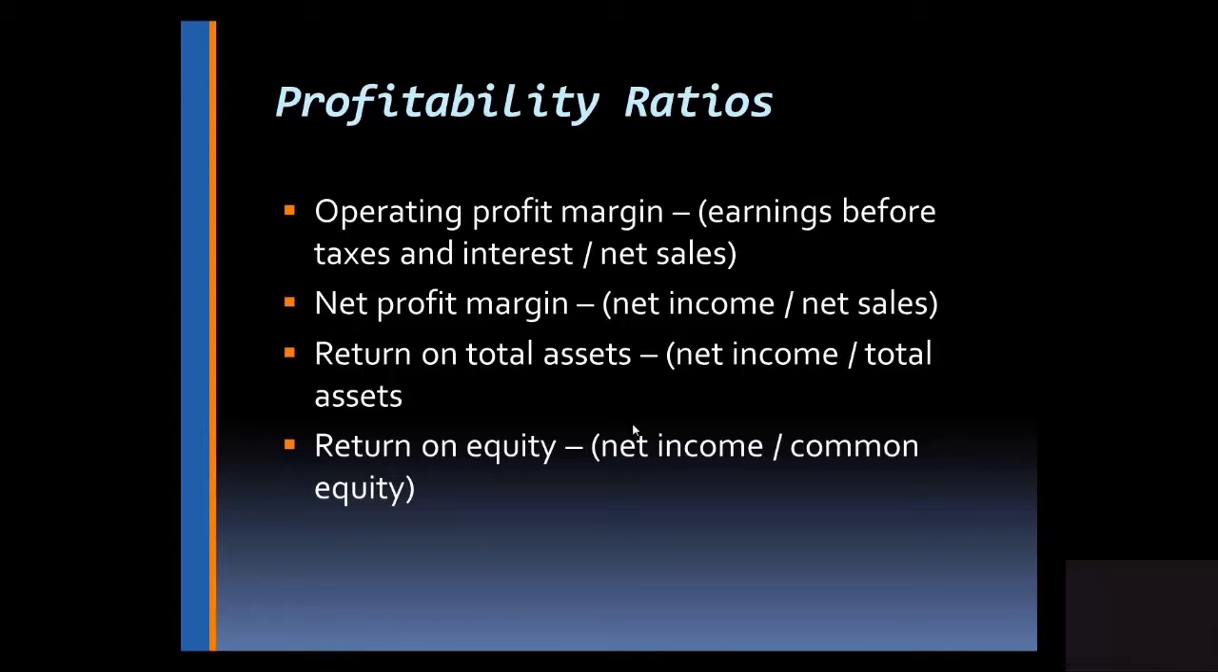The next one we look at is our net profit divided by sales. Then we're going to look at return on total assets, which is net income divided by total assets. And the last one is return on equity, which is net income divided by common equity. So now let us look at the calculations using the numbers of AmerisourceBergen.